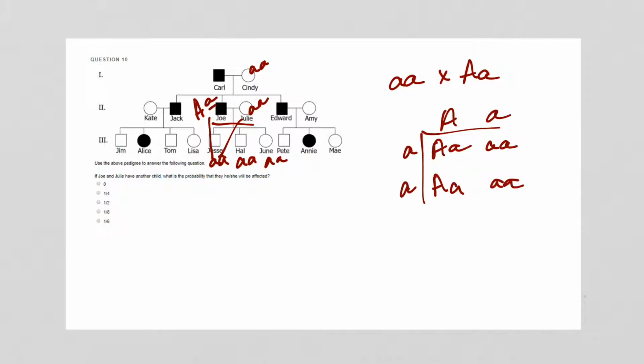And looking at this, the probability that their child will be affected, we're looking for the dominant phenotype, and it is going to be 2 out of 4, which would reduce down to 1/2.